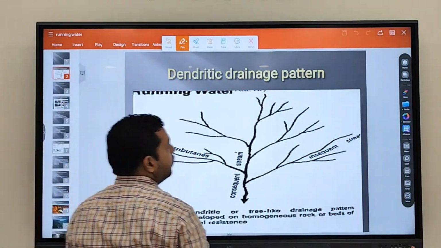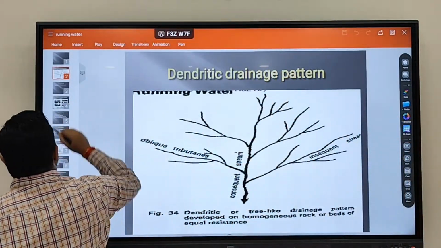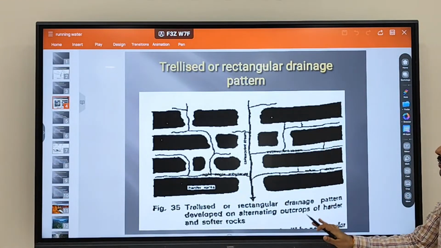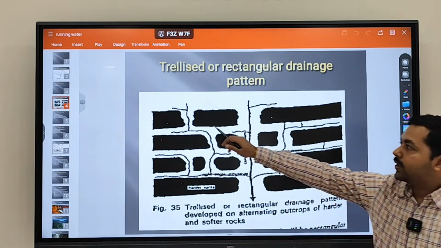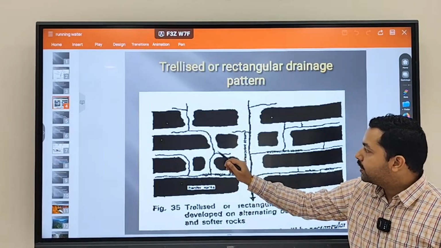So that is what you are seeing. So this type of drainage pattern is called as what? This type of drainage pattern is called a trellis drainage pattern. So you can see this is harder rock. River has eroded which type of rock? Softer part. Now river is flowing like this.